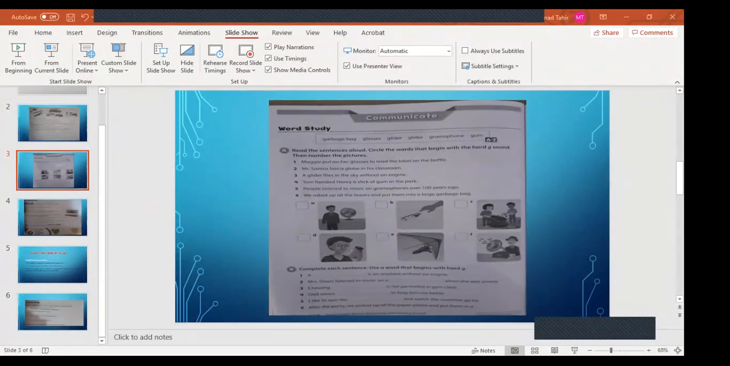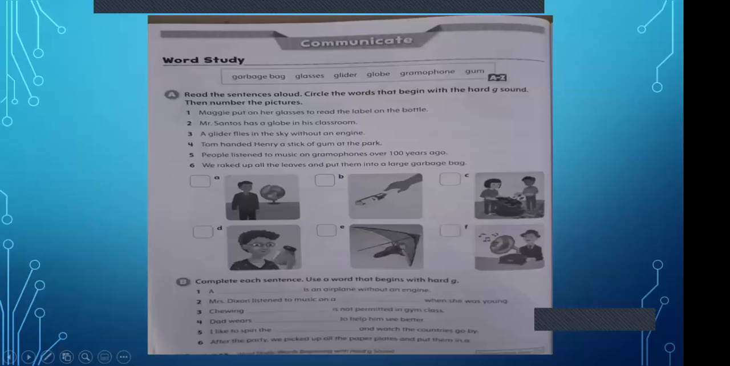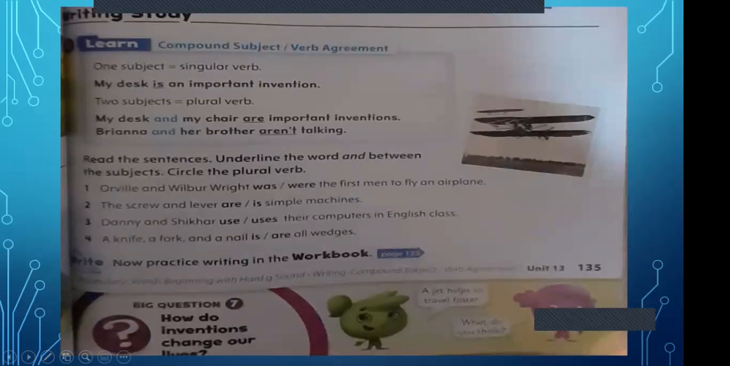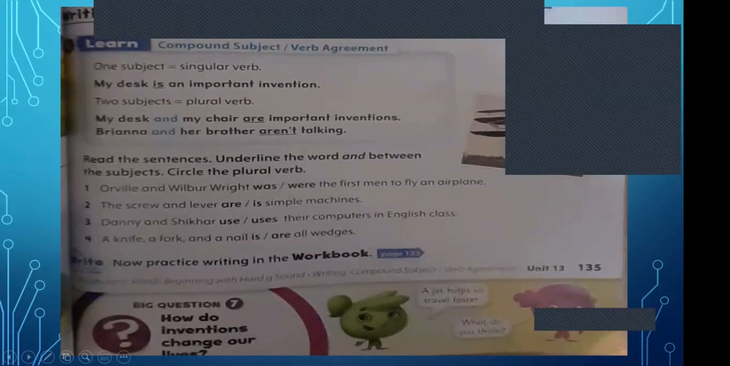As you know that we have done this one yesterday, and we have done A and B both part, okay? Let's move on to the next slide. This is page number 135 of the student book. Page number 135 of the student book. That is compound subject verb agreement.